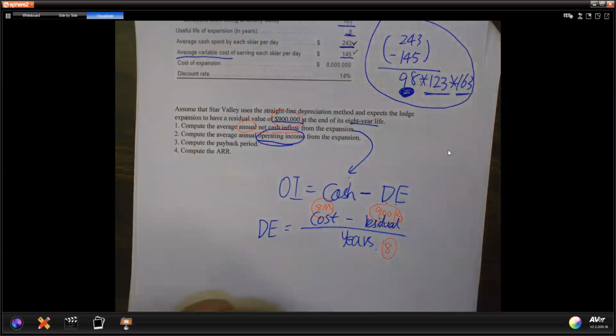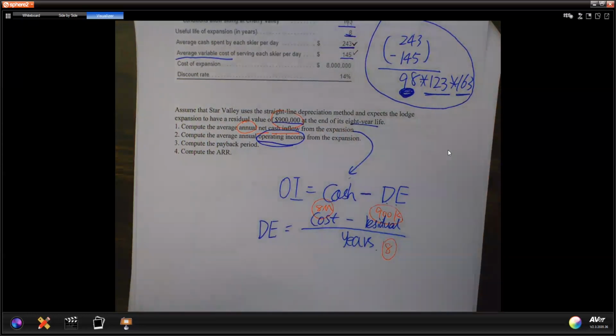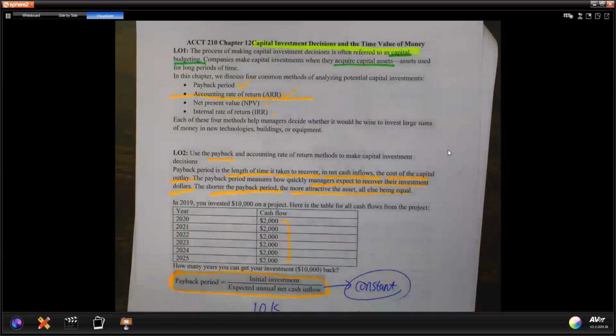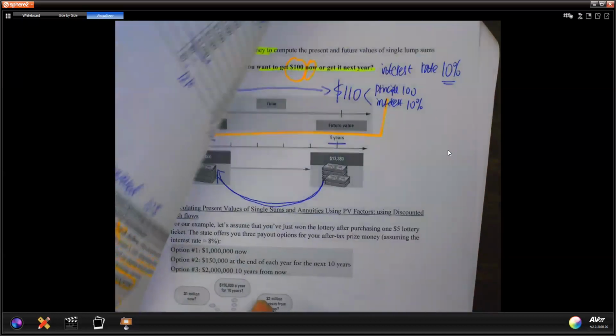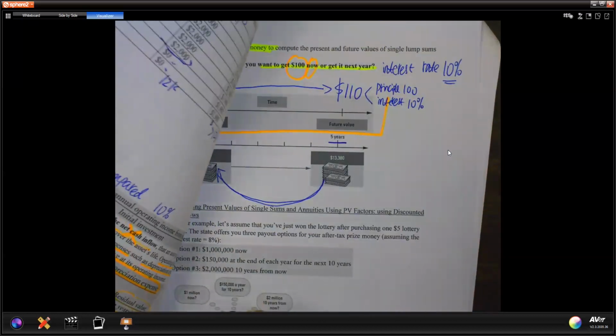Okay, so that's all I want to say in this handout. Let me know if you have any questions. Practice all the assignments. Chapter 12 is very important. It's also very useful for your daily life.